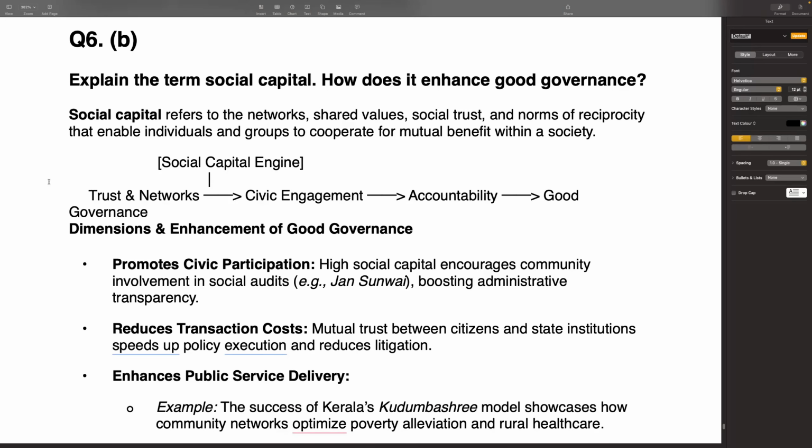Explain the term social capital. How does it enhance good governance? Social capital refers to the network, shared values, social trust, and norms of reciprocity that enable individuals and groups to cooperate for mutual benefit within a society. Dimensions and enhancement of good governance.